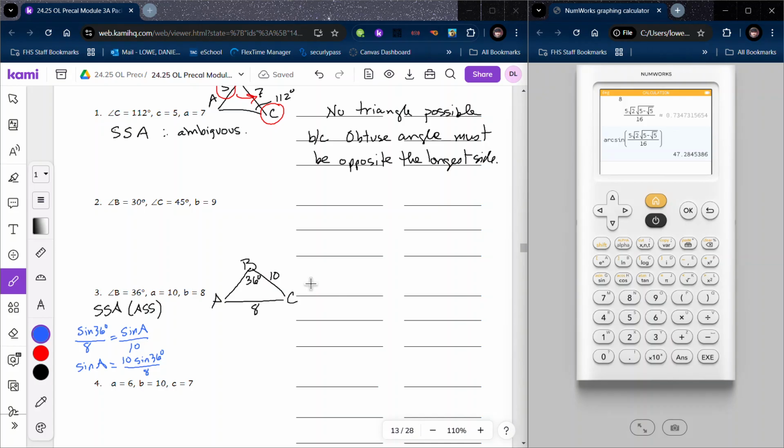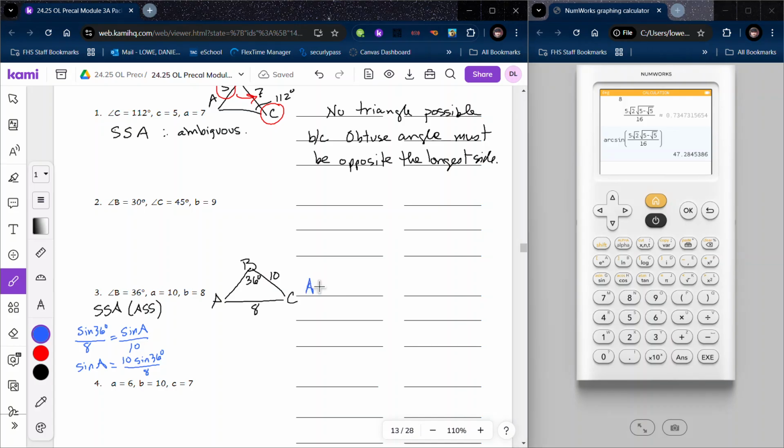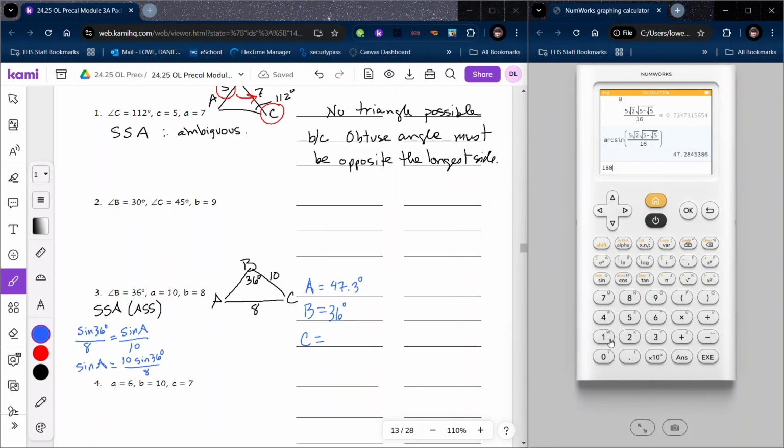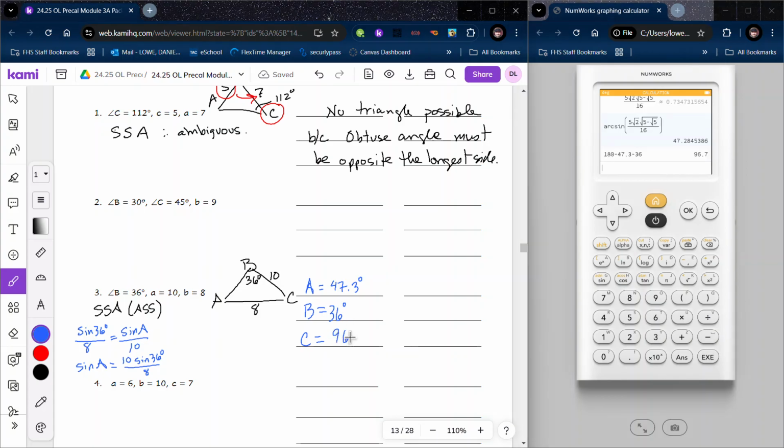That gives me that my first triangle would have the measure of A about 47.3 degrees. The measure of B is 36 degrees, and the measure of angle C we know is going to be adding up to 180 degrees. So 180 minus 47.3 minus 36 is 96.7 degrees. Now, that's one triangle.